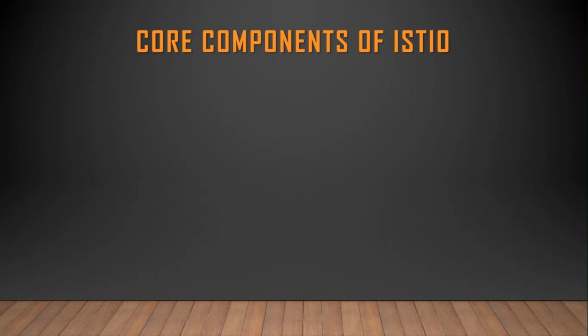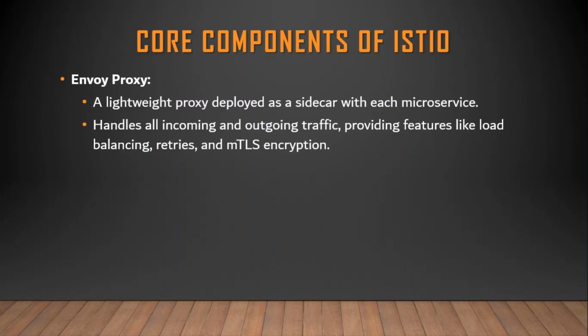Let's look at the core components that make Istio work. First one is Envoy proxy. This is a lightweight proxy deployed alongside each microservice as a sidecar. It handles traffic flow and provides features like load balancing and encryption.